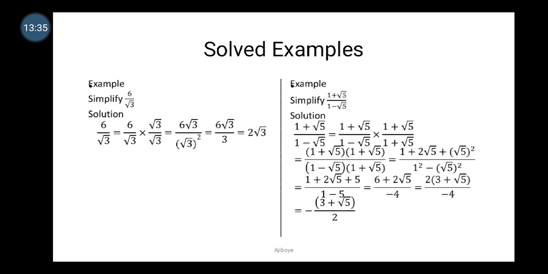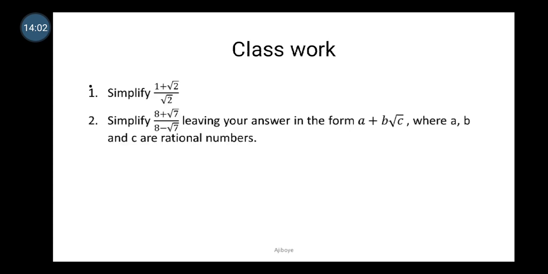In the end, you can factorize 2 from the numerator. So you have 2 into bracket 3 plus surd 5 over minus 4. And then you simplify. That is, 2 will divide minus 4. So you have your final answer to become minus 3 plus surd 5 over 2. Alright, minus open bracket 3 plus surd 5 over 2.